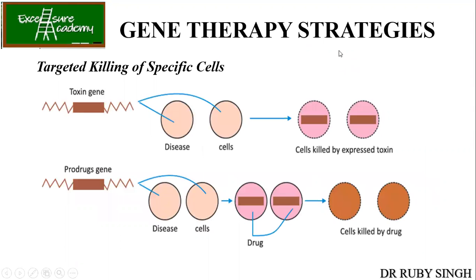Now, how we do? So we have got the toxin gene. This is a vector you put into the cells. Now, every time you need to check for the disease cells and the normal cell also. Why? Because we need to do the analysis. We need to see whether it is only killing the disease cell or it is also killing the normal cell. So whenever you do any experiment, you need to have the control. So cells will be killed by the expression of the toxin, both. Now, if you take the prodrugs gene, again, the drug will be released and then the cells will be killed.